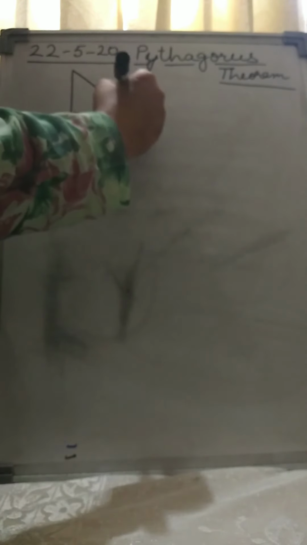Now, this property or theorem is only applicable to right angle triangles. The triangles where one angle is 90 degrees, such triangles are called right angle triangles. So it is applicable only to the right angled triangle.